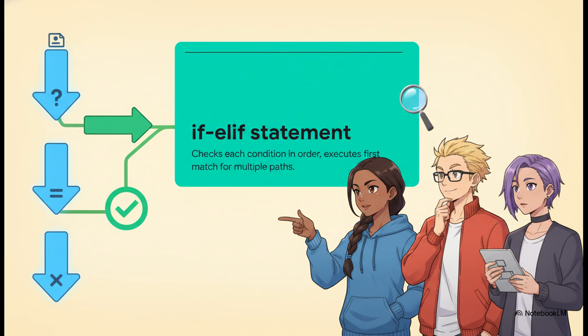It checks the first if. Is it false? Okay, it moves to the elif. Still false? It moves to the next one. And it keeps going in strict order, executing only the very first match it finds. It's the absolute perfect tool for any multiple-choice scenario.